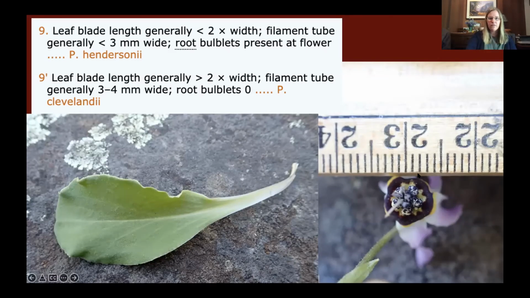You can see the filament tube with the millimeter measurement. It's definitely more than 3, so it looks closer to the 3 to 4 range for that filament tube. The leaf blade is also a challenging character, knowing exactly where to divide the blade from the petiole when it's a gradual transition like that. But based on the character of the filament tube width, we're going to go with Primula clevelandii.